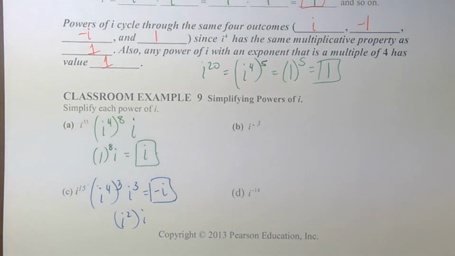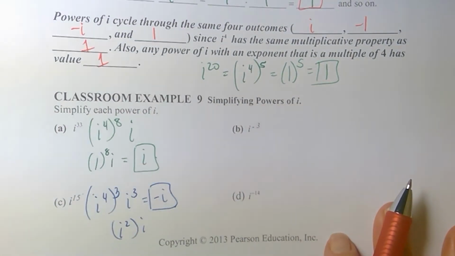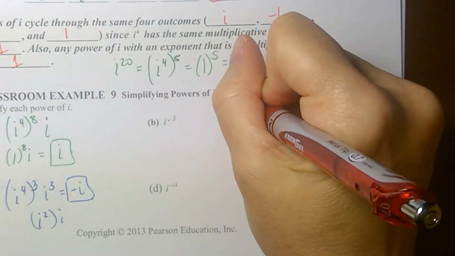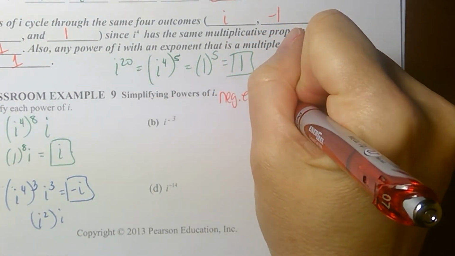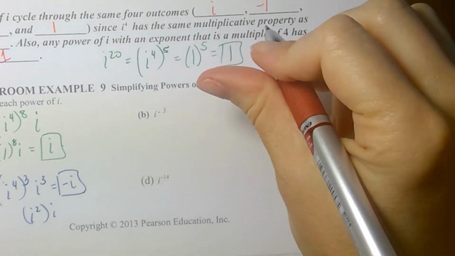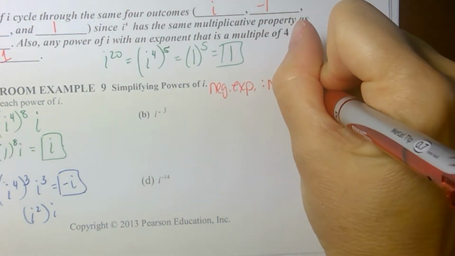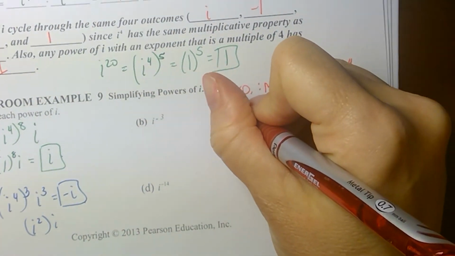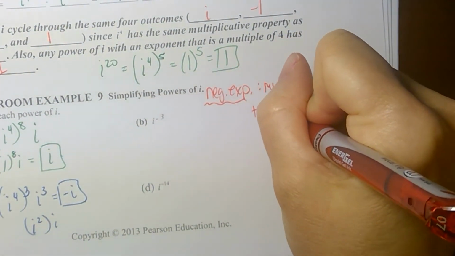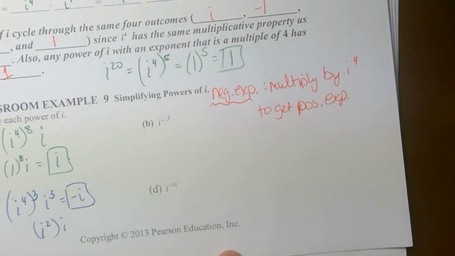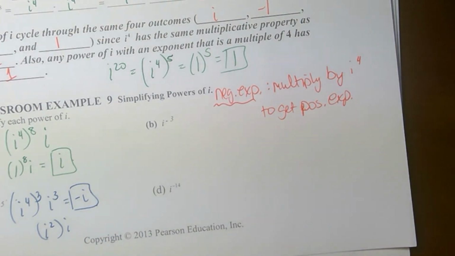All right, let's think about how to deal with negative powers of i. The easiest way to deal with a negative exponent is to multiply by i to the 4th, by 1, which is going to look like i to the 4th, enough of them to get a positive exponent. Because I can always multiply by 1. It doesn't change the value.